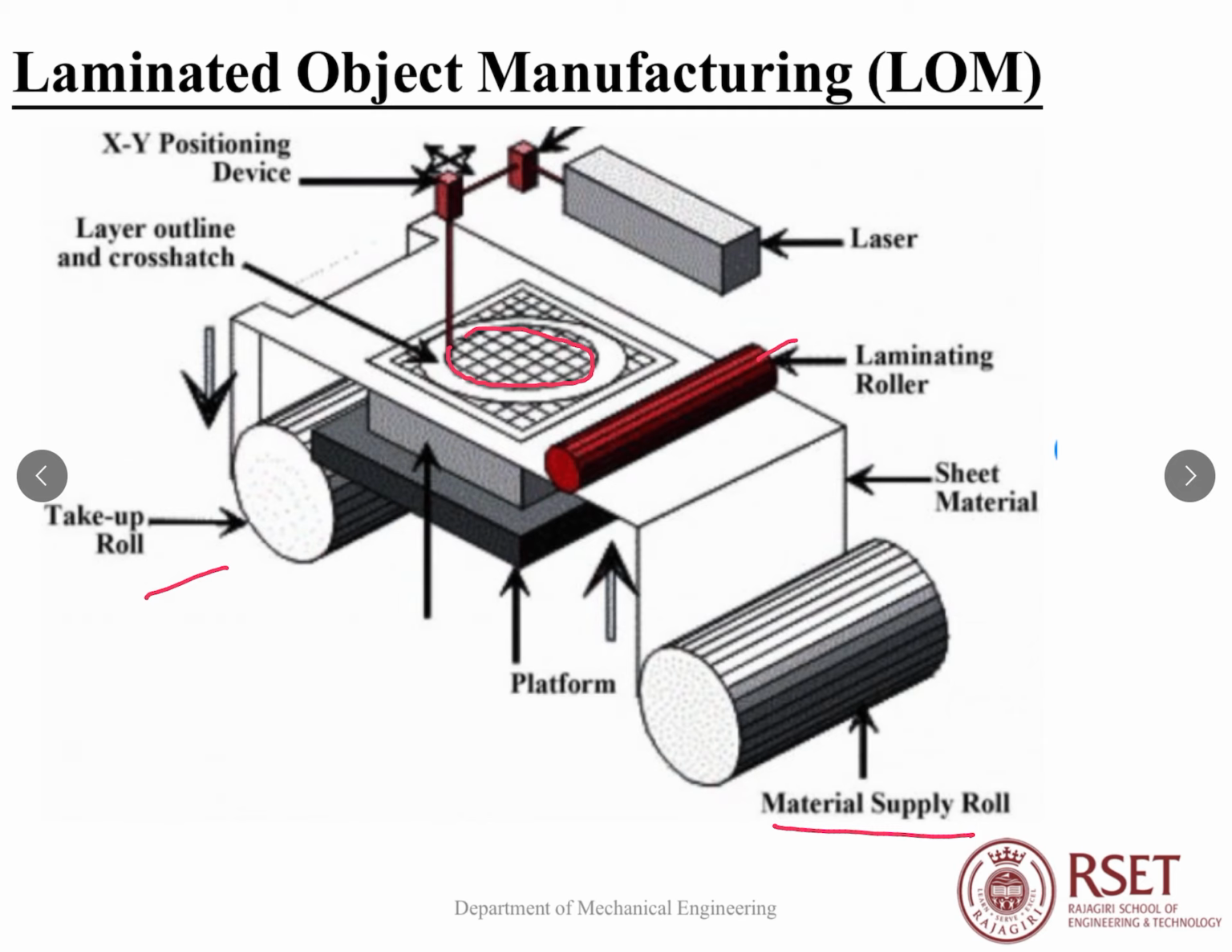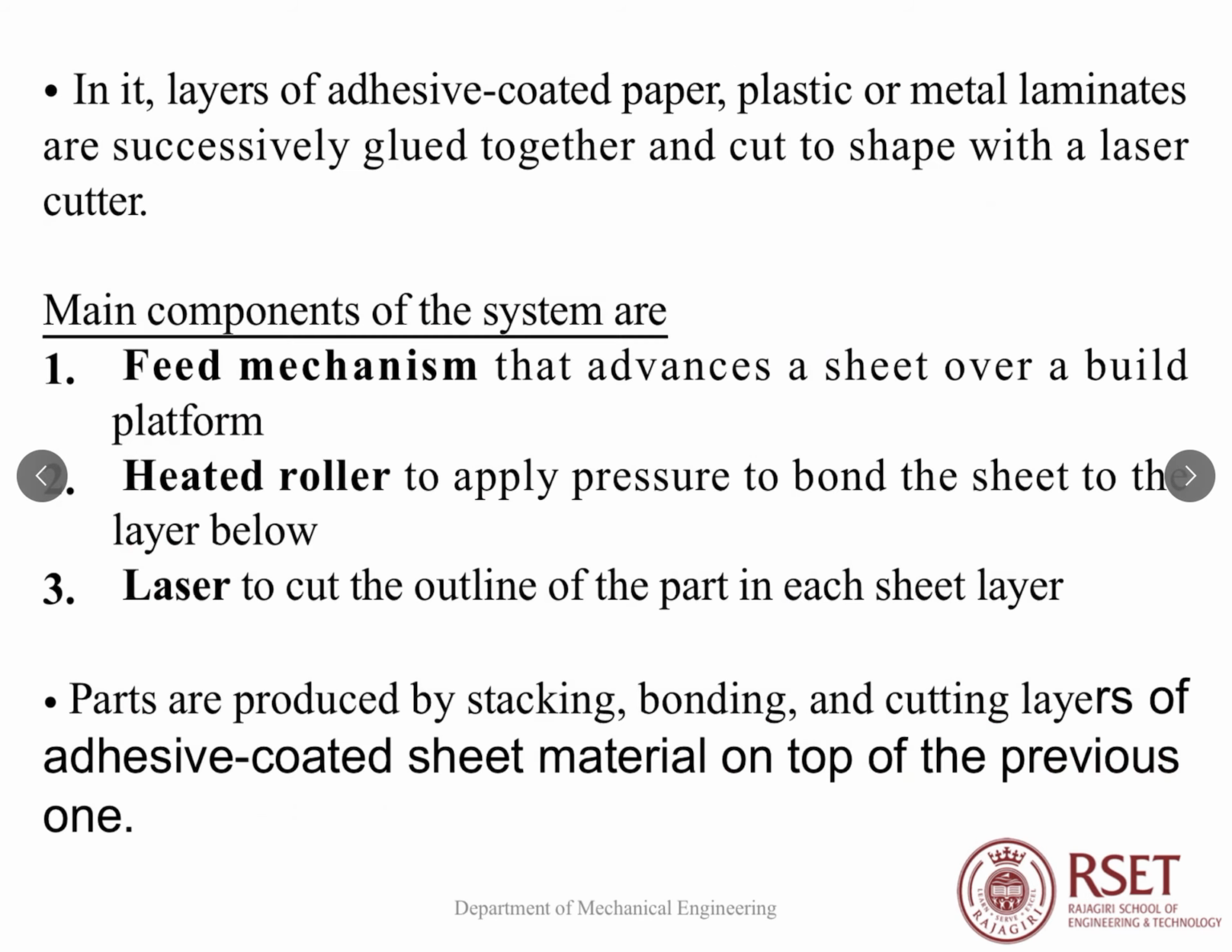That's cross layer outline and cross hatching. Here, the paper is laminated, adhesive coated paper. Plastic or metal laminates are successively glued together layer by layer and cut to shape with a laser cutter.